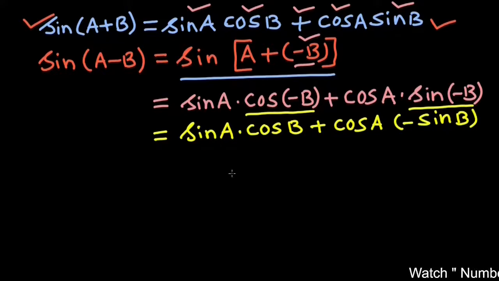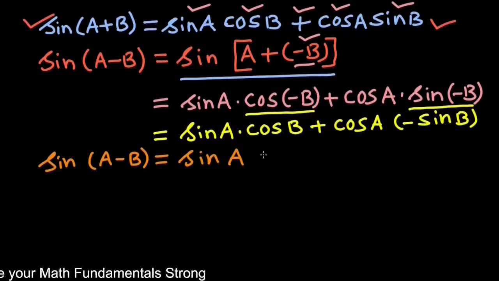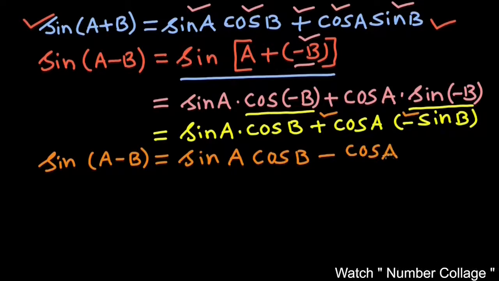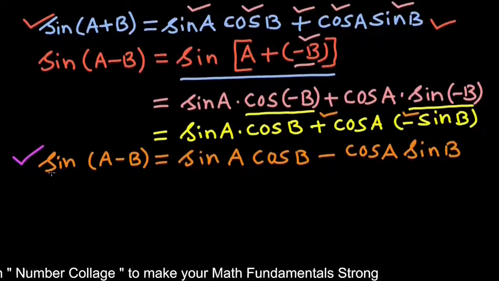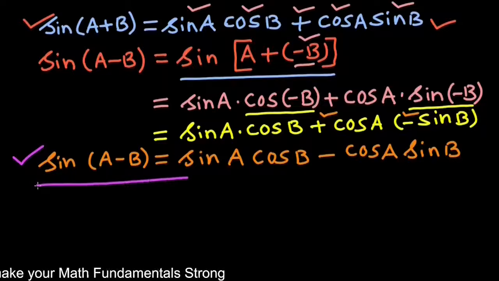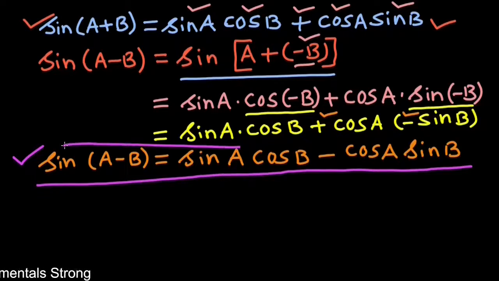So this will become sin (A minus B) equals sin A cos B. This plus into this minus will become minus cos A sin B. So we get the addition formula for sin (A minus B) as sin (A minus B) equals sin A cos B minus cos A sin B.